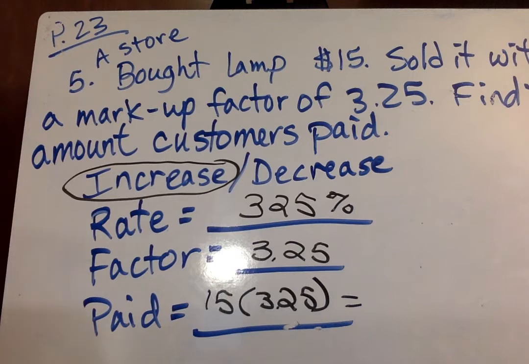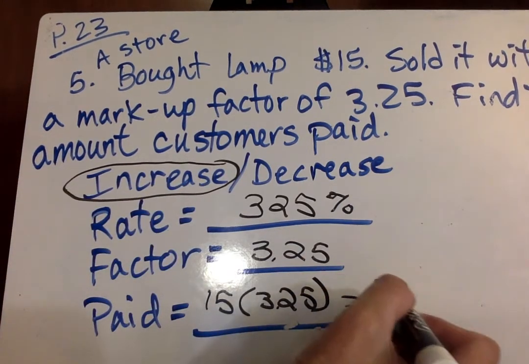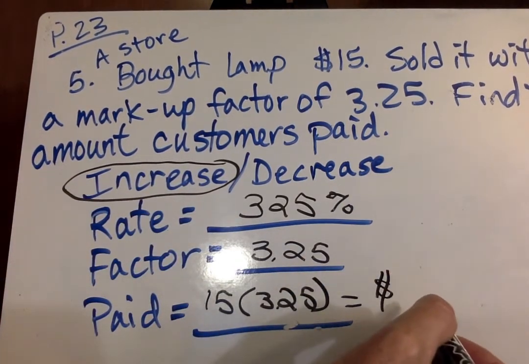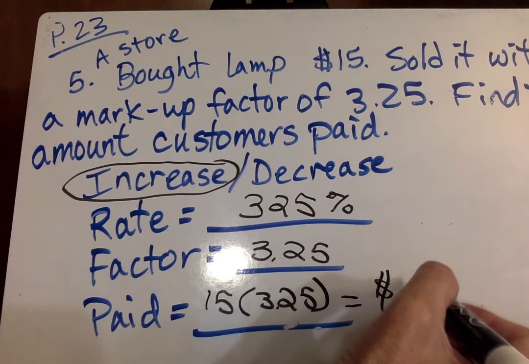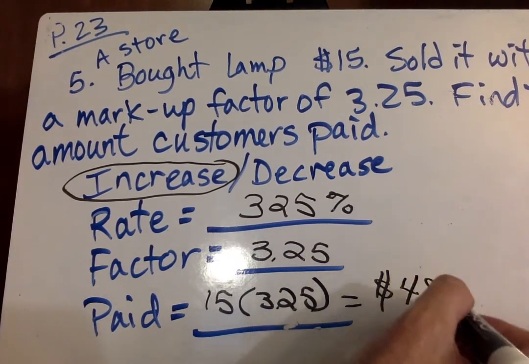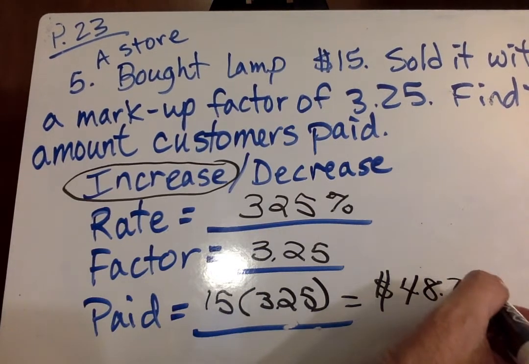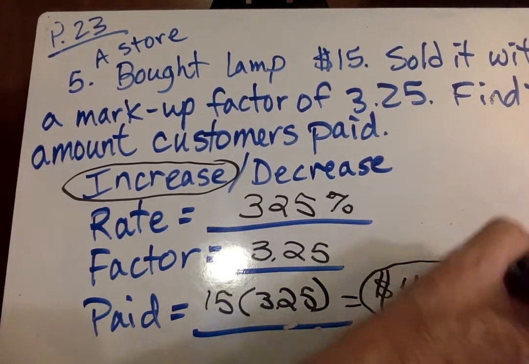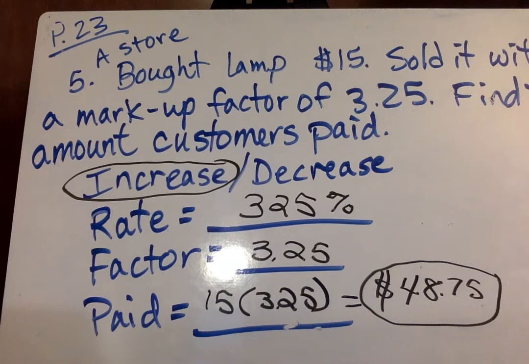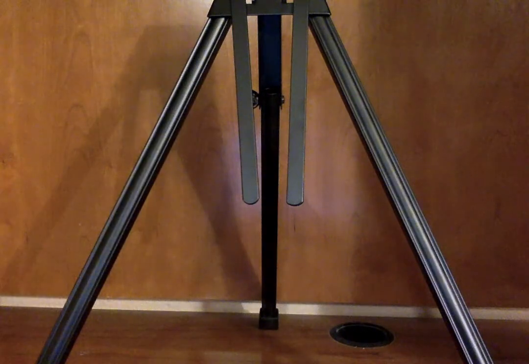Do it on your calculator, stop the video and see if you can get it. $48.75. So that's making a pretty good profit, don't you think? Of a $15 item. Do you think that happens in real life? Yes, it does. Okay, let's jump to number 7.